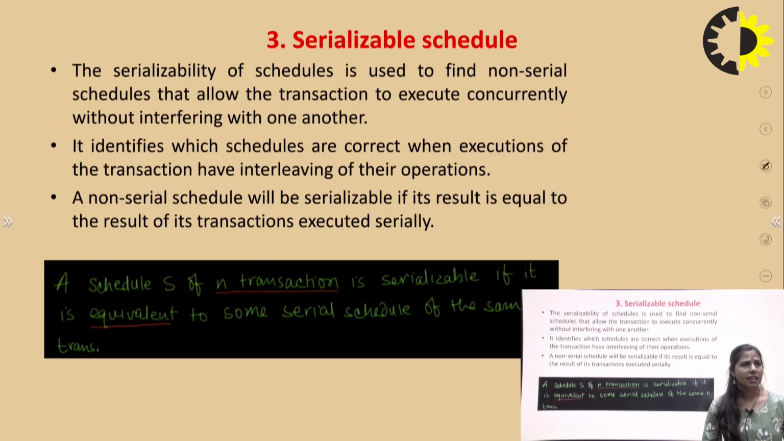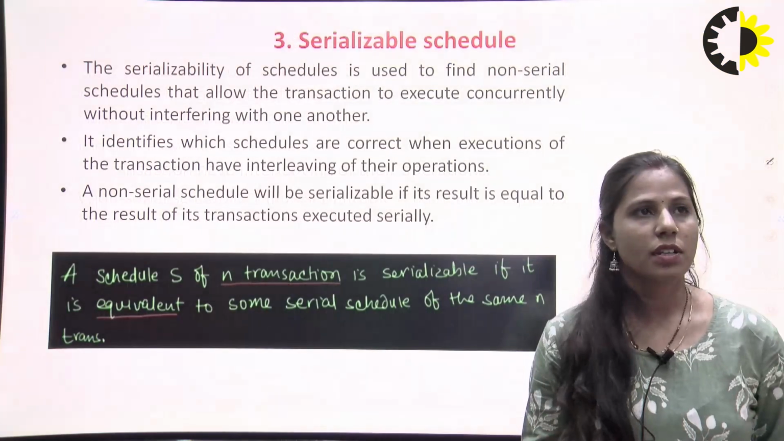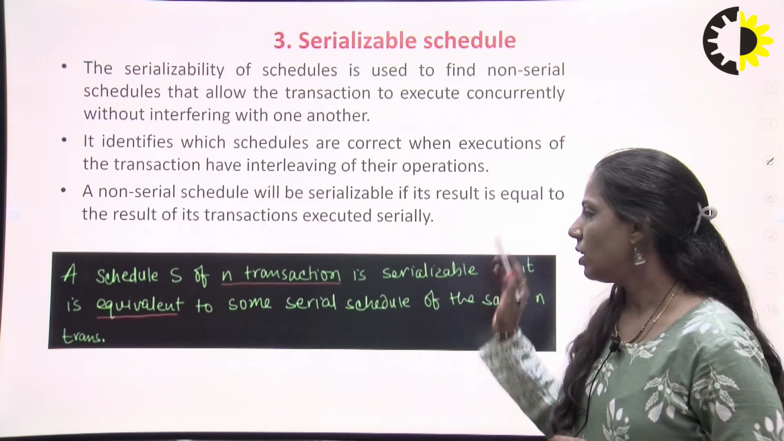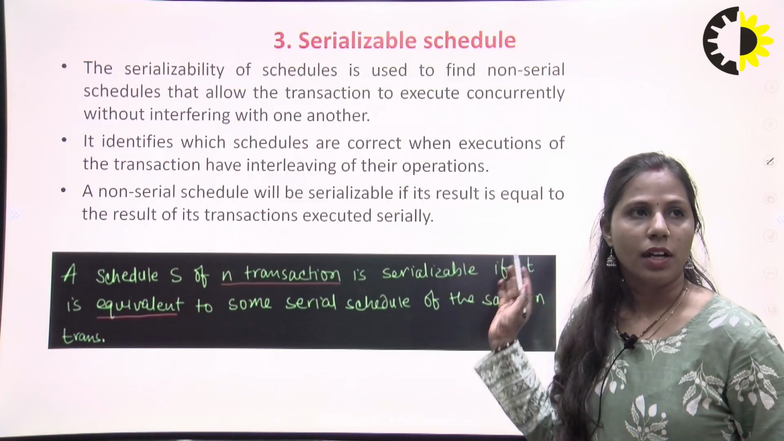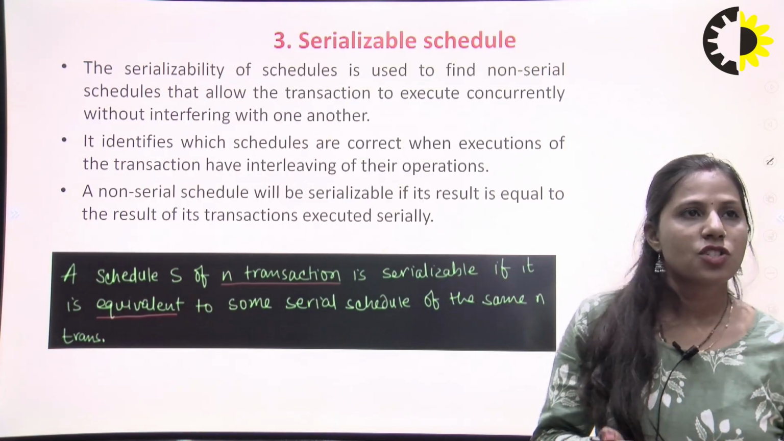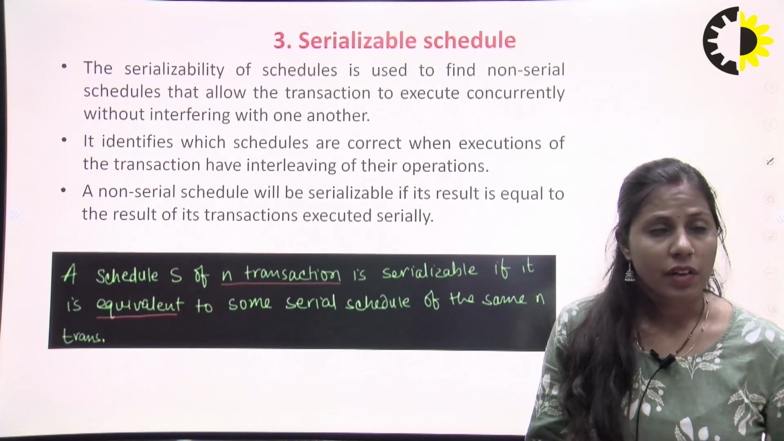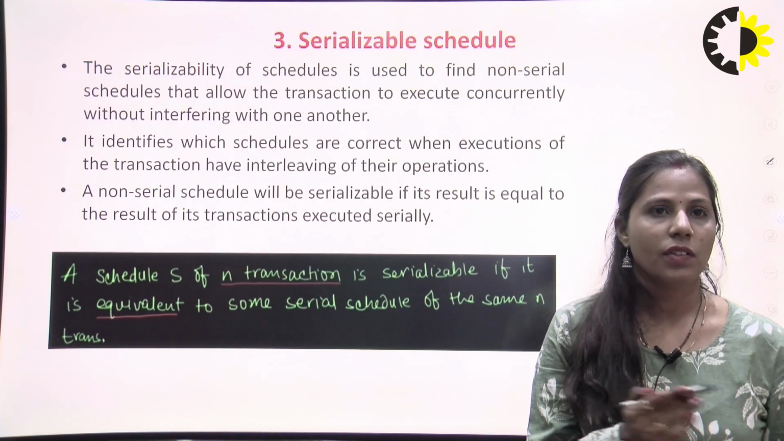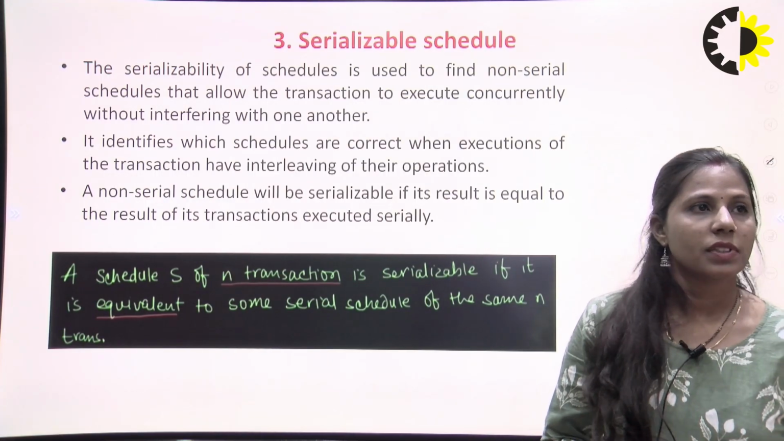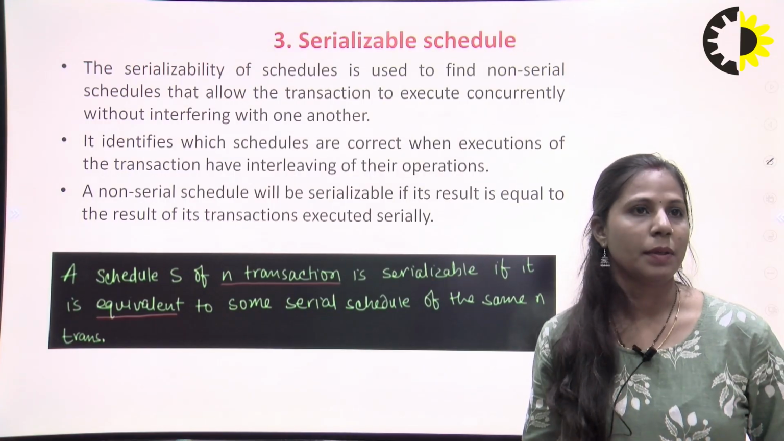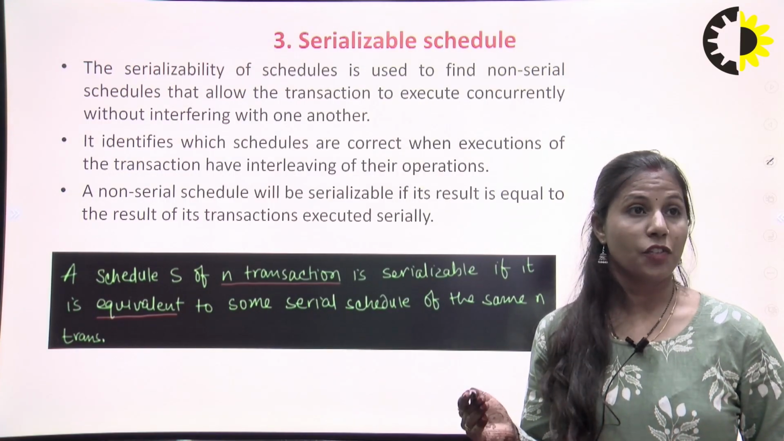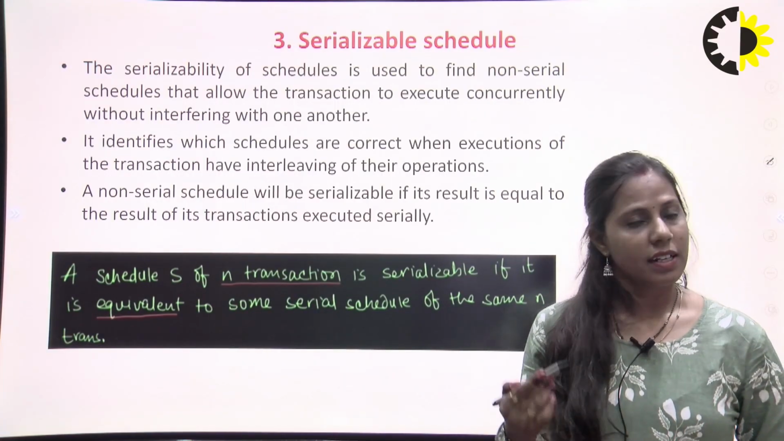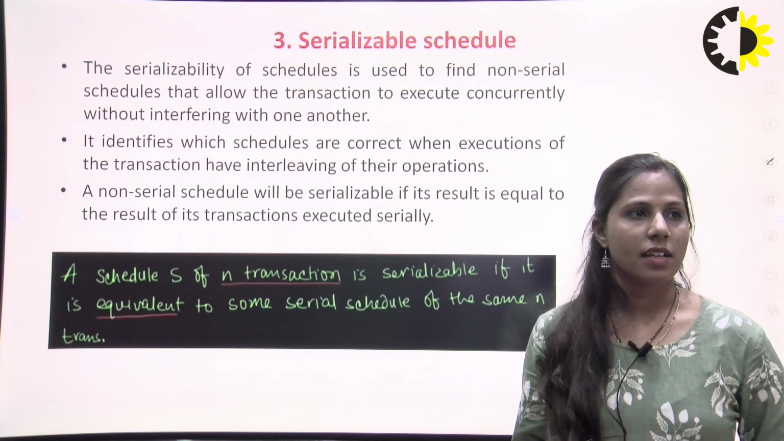Then we have a serializable schedule. It is used to find the non-serial schedules that allow transactions to execute concurrently without interfering with one another. It identifies which schedules are correct when the execution of the transactions has interleaving of operations. So the disadvantage of the non-serial schedule is fulfilled here. A non-serial schedule is serializable if its result is equal to the result of the transactions executed serially. We will understand this concept in detail in the next lecture. Thank you.